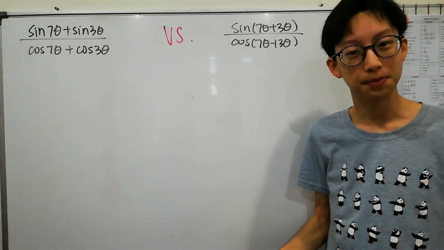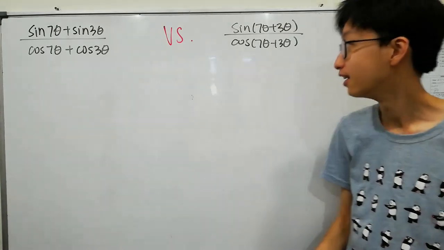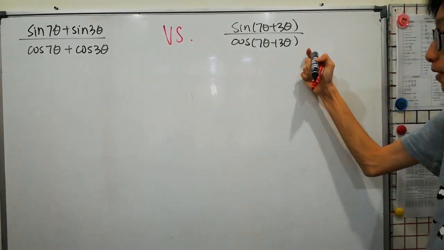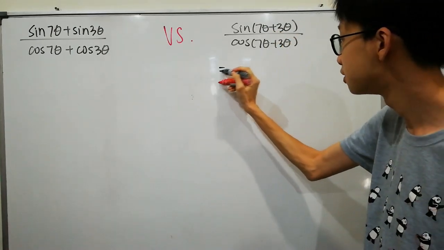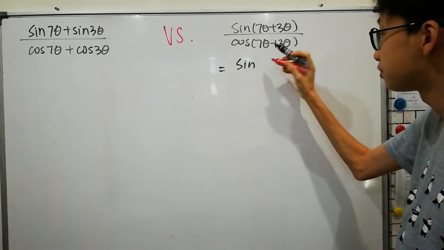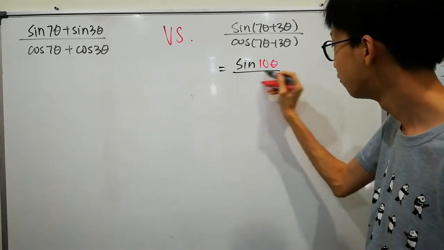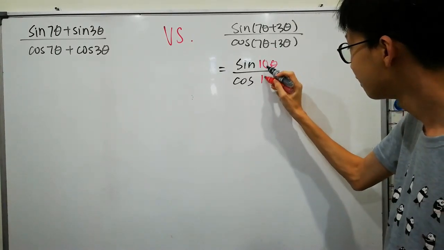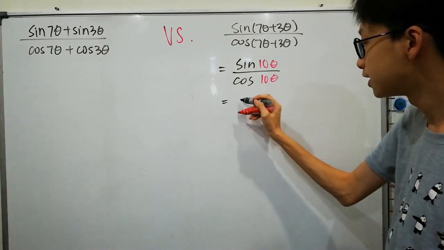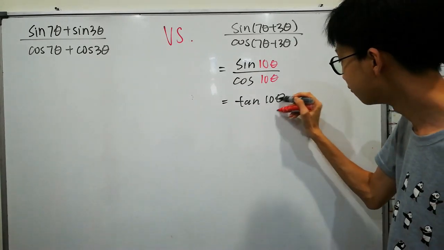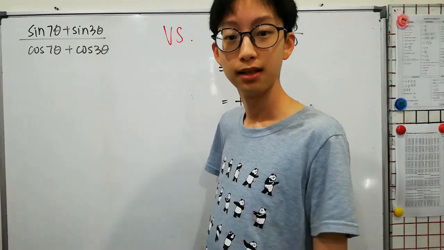Okay, that's all for the appetizer. We'll start with the main course today. We'll start with this one because it's so much easier. We can just add the two angles together, so we have sine of 7 plus 3, which is 10 theta, over cos of 7 plus 3, which is 10 theta. Sine over cos is tangent, and we are done. Then what about this one?